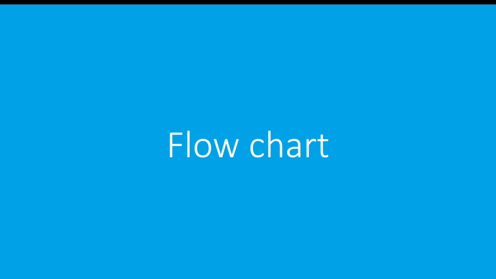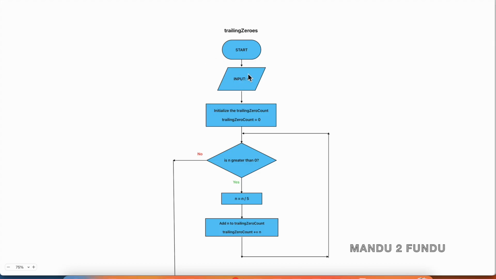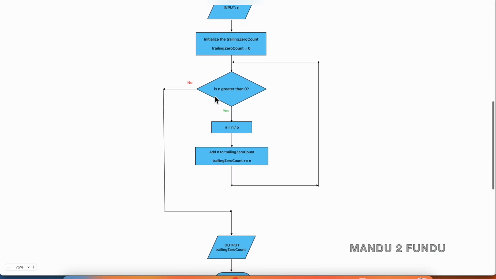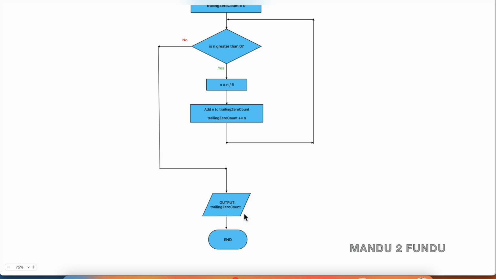Let's look at the flow chart. Input for this procedure is n, and first we initialize the trailing zero count variable to 0. Then we enter this for loop. This will run until n becomes 0. First we check whether n is greater than 0. If that is true, we go ahead and divide that number by 5 and update the number. Then we add the new value of n to the trailing zero count. We repeat this until the value of n becomes 0. Once it becomes 0, we come out of the loop and return the trailing zero count.